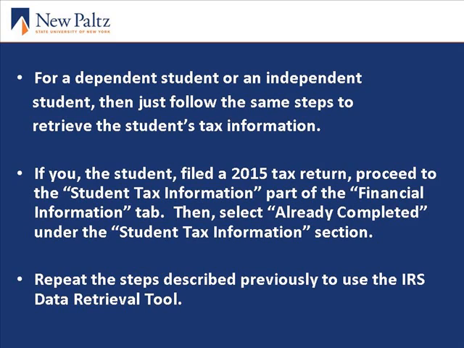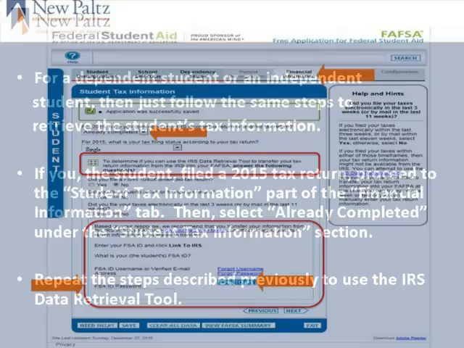For a dependent student or an independent student, just follow the same steps to retrieve the student's tax information. If you, the student, filed the 2015 tax return, proceed to the Student Tax Information part of the Financial Information tab. Then select Already Completed under the Student Tax Information section. Repeat the steps described previously to use the IRS data retrieval tool.